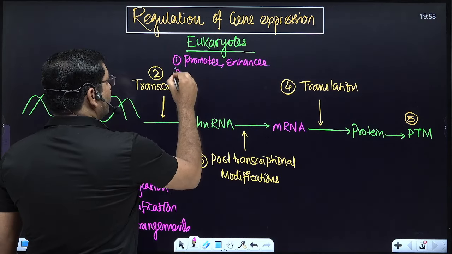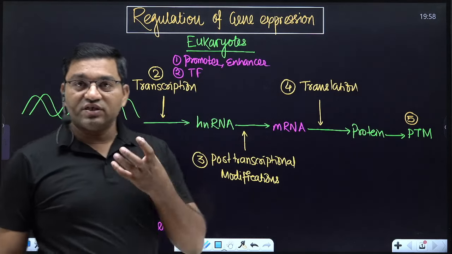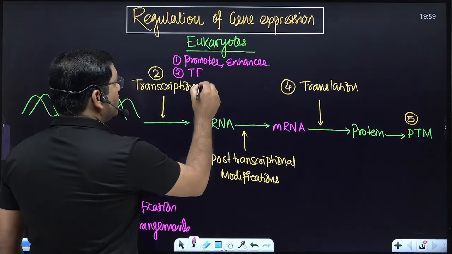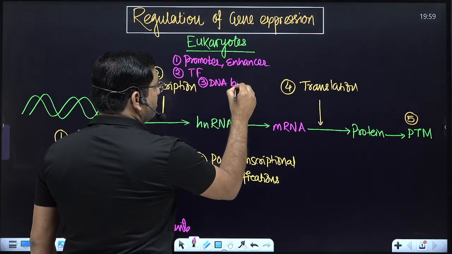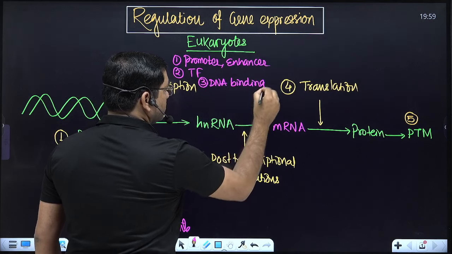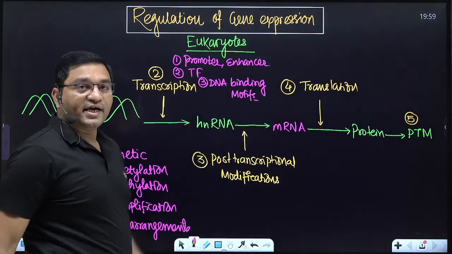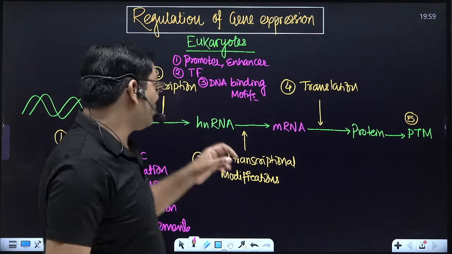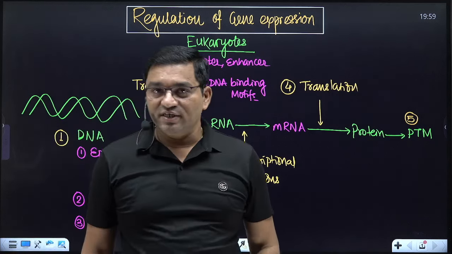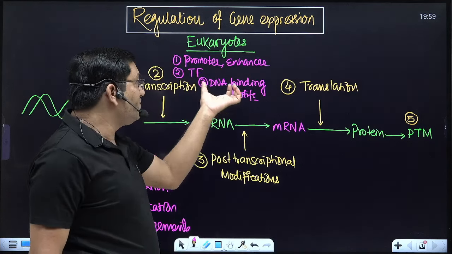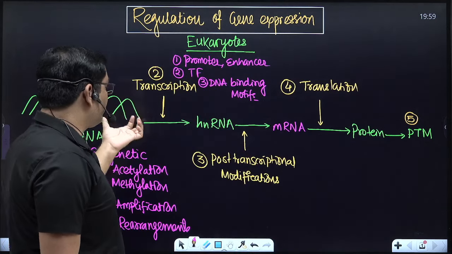Second, the different transcription factors. And third important is DNA binding motifs. What is the role of DNA binding motifs? These motifs help in the interaction of the transcription factor with the major and minor grooves of the DNA. So these are intermediates between the transcription factor and DNA. They help in binding of the transcription factor to the DNA.